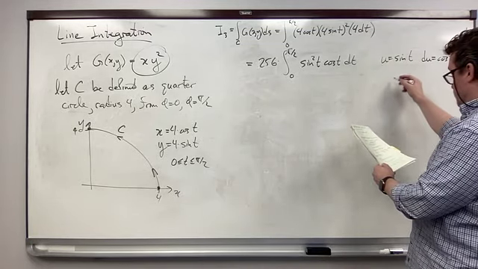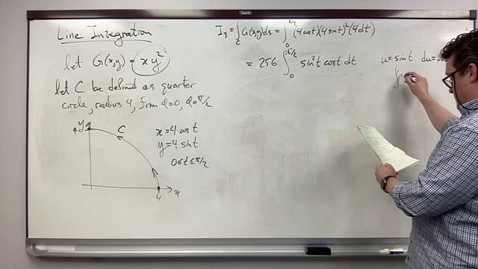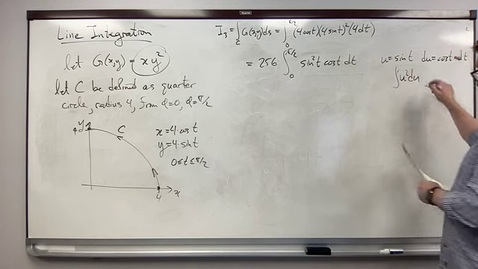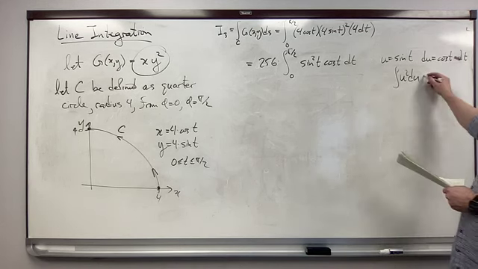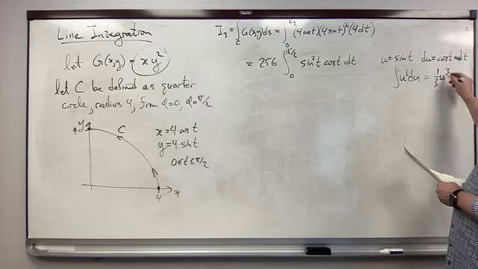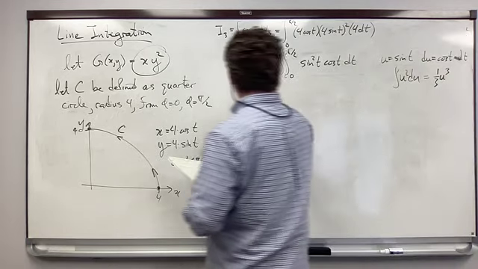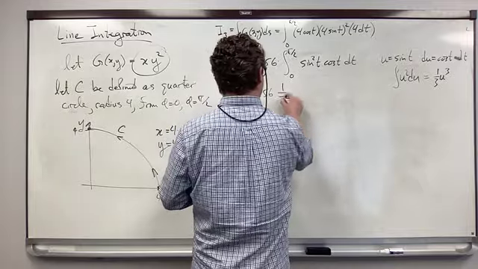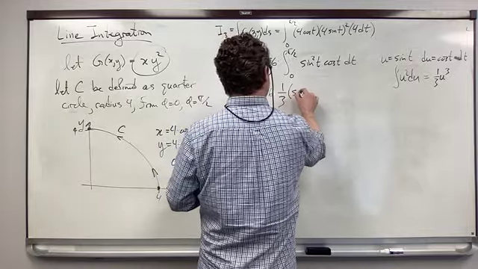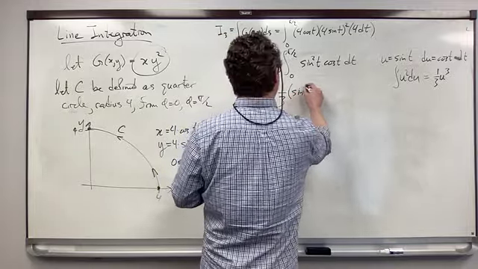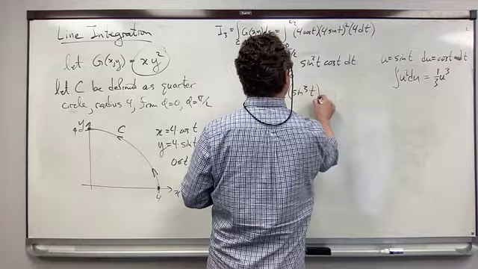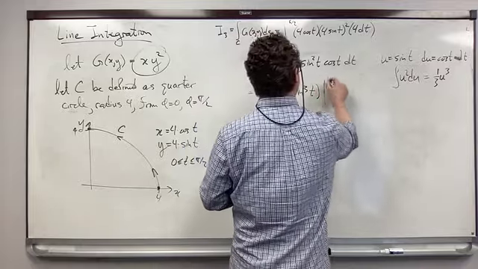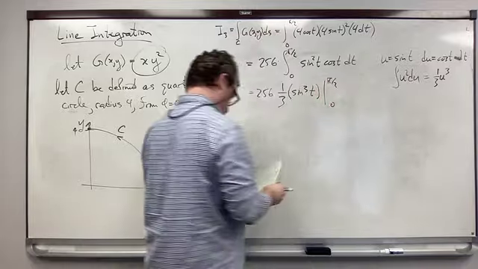So this thing will turn into the antiderivative of u squared du, right? And so that will be 1 over 3 u cubed. So this guy then will be 256 times 1/3 sine cubed t, at pi over 2 and 0.